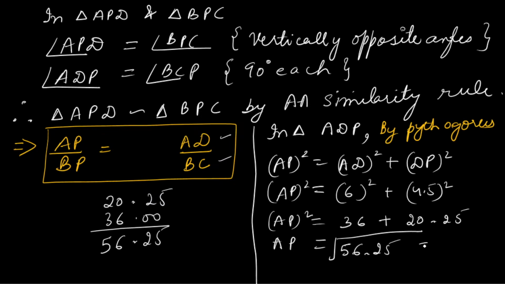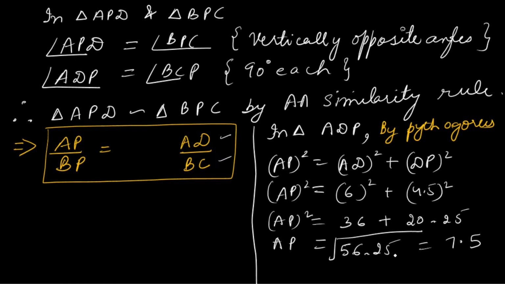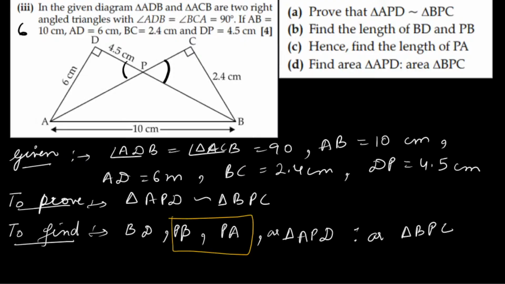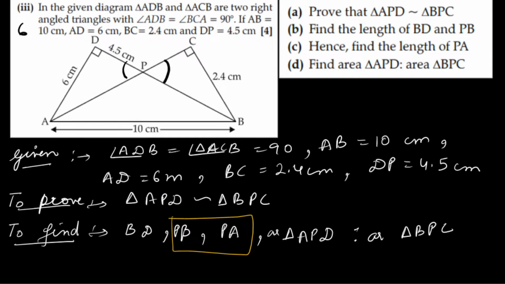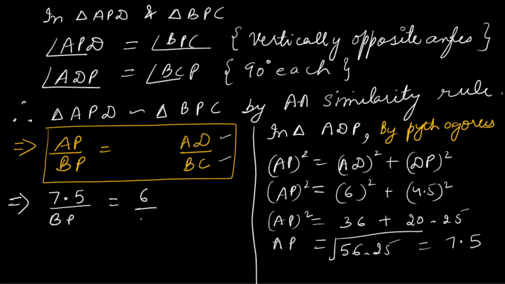So if you solve it square root, it will be equals to 7.5. Square root you can solve it. Okay, square root you can solve it here. So AP is equals to 7.5. So AP's value we got it. Now here we can substitute all the values. AP is equals to 7.5. BP we have to find. And AD's value is given to us. AD is equals to 6. BC is equals to 24. BC is 24. So I have substituted all the values.